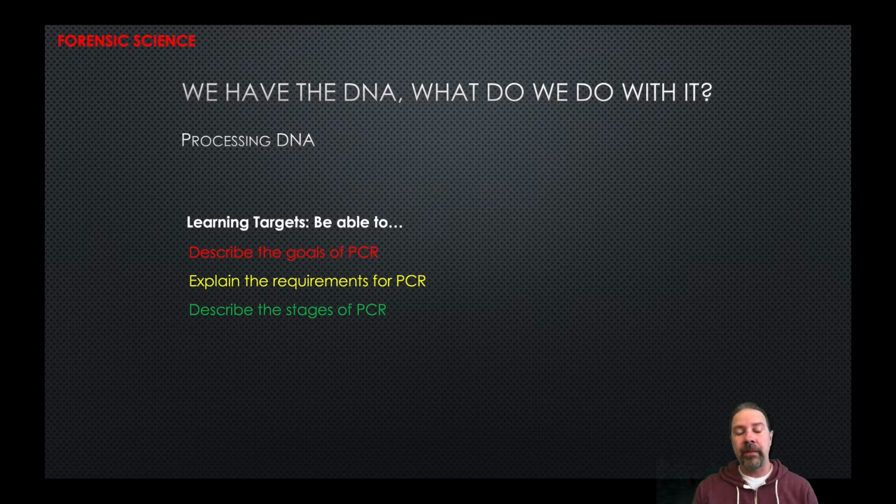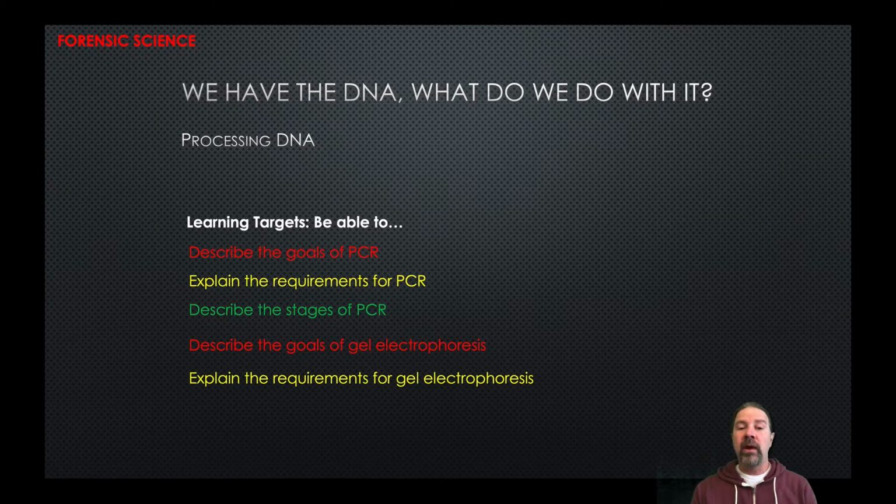There's 3 big stages where a certain set of actions occurs, and we want to be able to explain how that happens. Next, we want to go into a second process called gel electrophoresis. We want to know the goals of that process as well. We want to explain the requirements for gel electrophoresis, what's required to do it. And then lastly, describe the process of gel electrophoresis in its own steps.